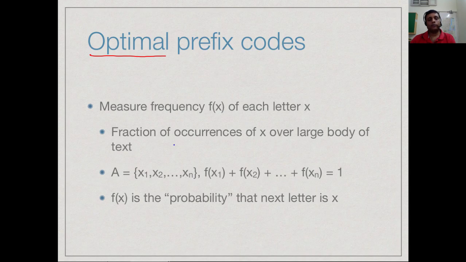So this frequency will be a fraction. What fraction of the letters over a large body of text will be E's? What fraction will be C's? And these fractions will add up to 1, right? Because every letter must be one of them, right? So the fraction of A's plus the fraction of B's plus fraction of C's and so on is going to add up to 1. And because of this, we can also think of this statistical estimate as a kind of probability. Like if I look at a piece of text and I pick up a random letter from that text, what is the probability that it's X? Well, it will just be the frequency of X across all the text, right? F of X. So these will add up to 1.